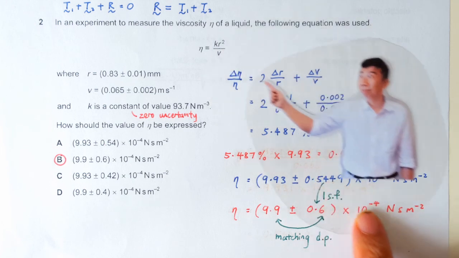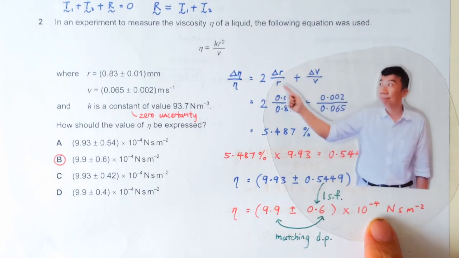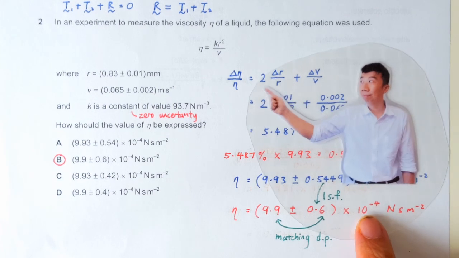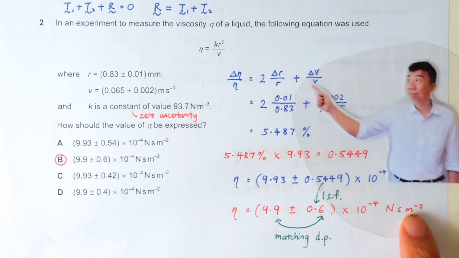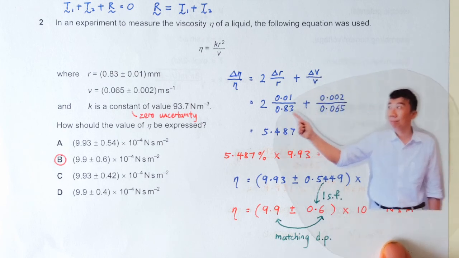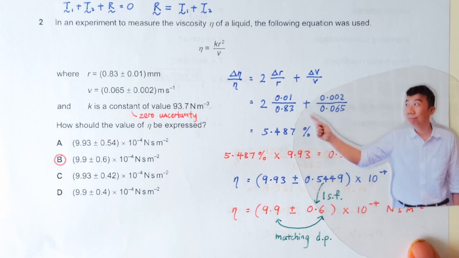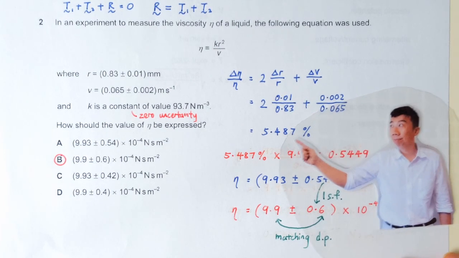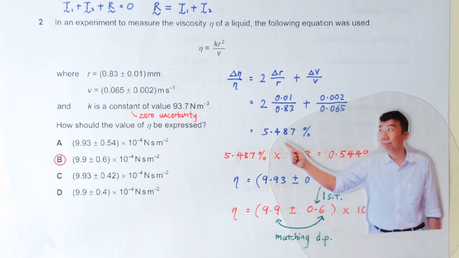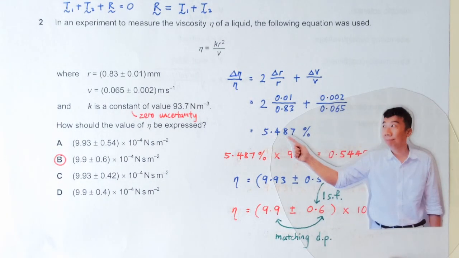There's an R here, of course we must include delta R over R, but there's a power of 2 here. So this fractional uncertainty is doubled. And of course we include the delta V over V. Delta V over V. So just put in all the numbers from here, just substitute all the numbers and you get the fractional uncertainty. It turns out to be 5.487%. This is the fractional uncertainty.